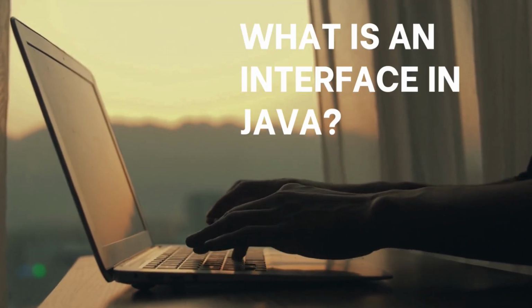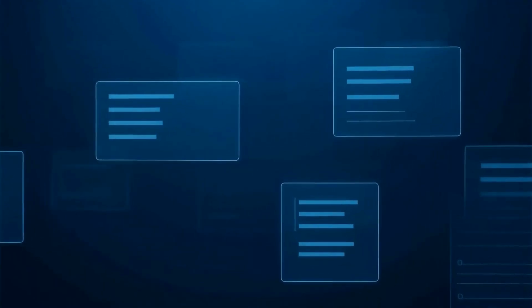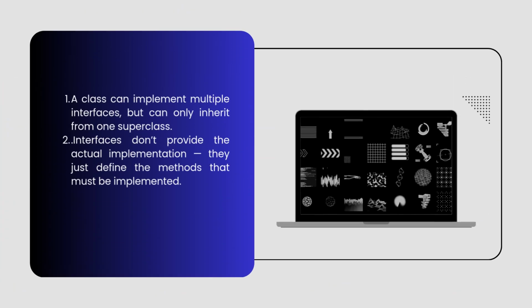What is an interface in Java? So, what exactly is an interface? Think of an interface as a template or a contract for a class. It tells a class, here's what you must have, here's what you need to implement. It's similar to inheritance, but with a few key differences.